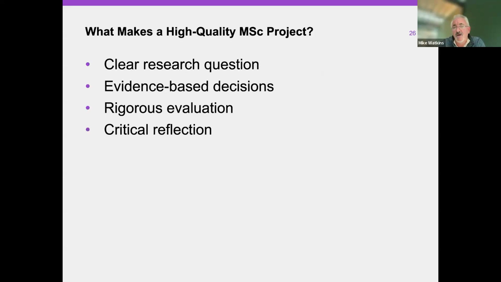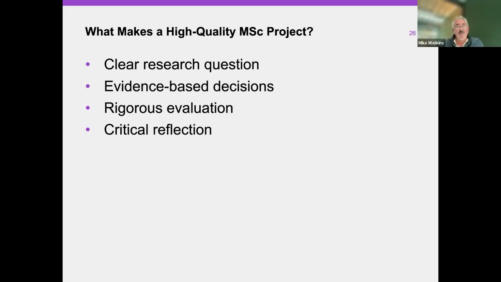So what makes a high quality project? Not even just a BSc, but a project, is a clear research question, or clear research questions, and evidence-based decisions. What decision did you have to make? What options were there? Why did you pick this? And then reflectively, how well did that go? Did you look at other elements? If you did this again, could you have done a better job?